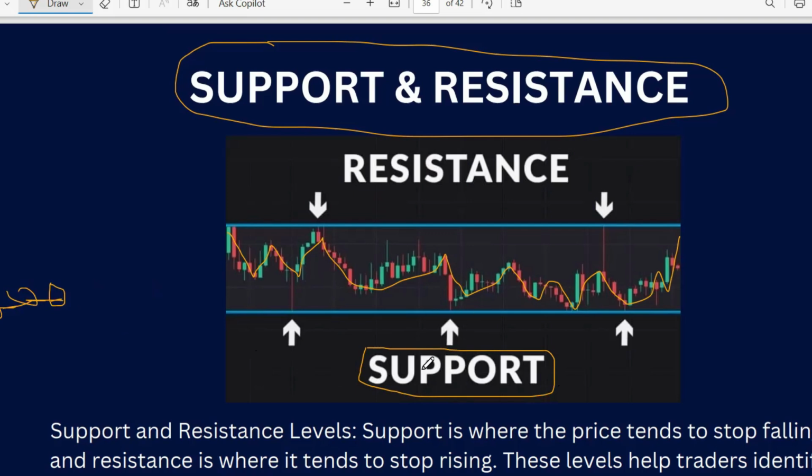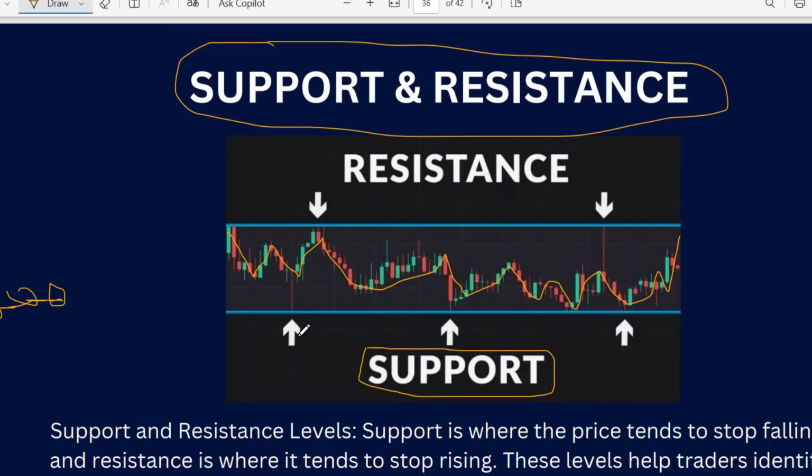And how do you identify support? It is at the bottom, like the last bottom of the stock. That's what we call support, where price fell, where price stopped. And what is resistance? Resistance is where the price reached and failed to go above that level.